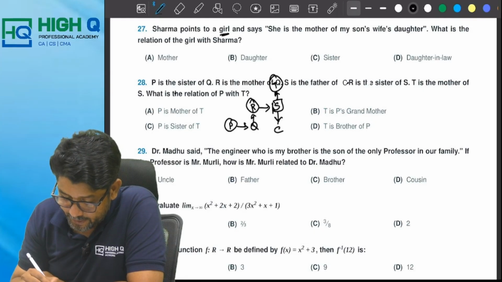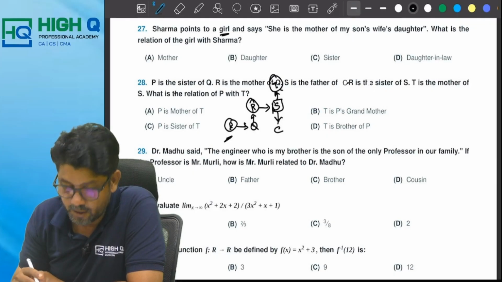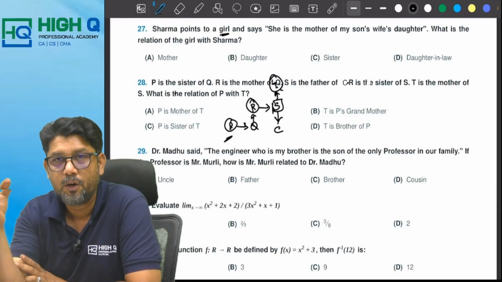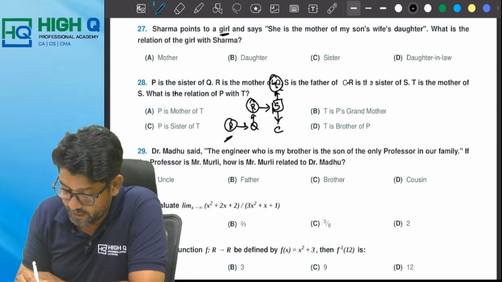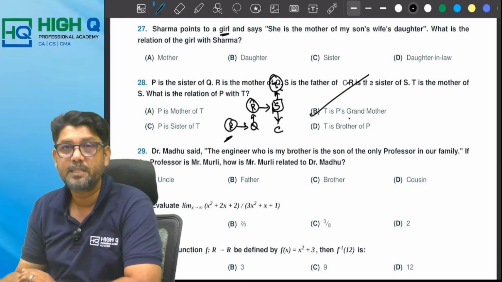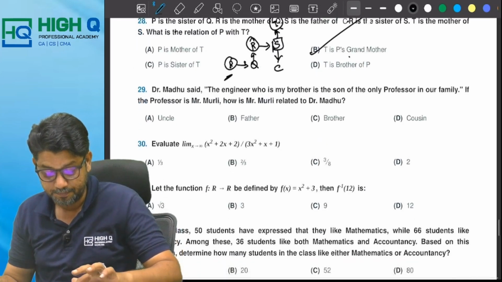What is the relation of P with T? This is P and here T. Of course, it is a granddaughter or grandmother relation. Now look at this. P is grandmother. Option B is right.